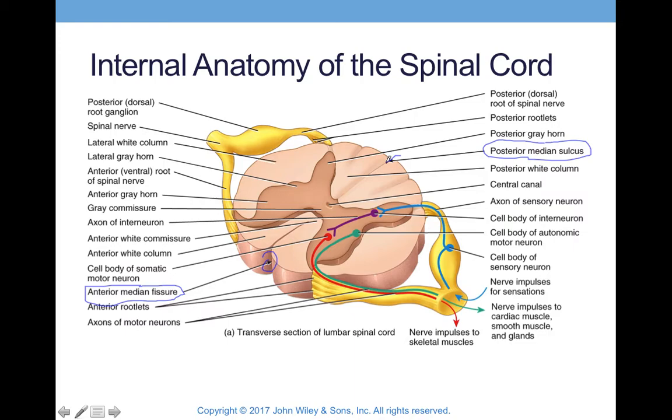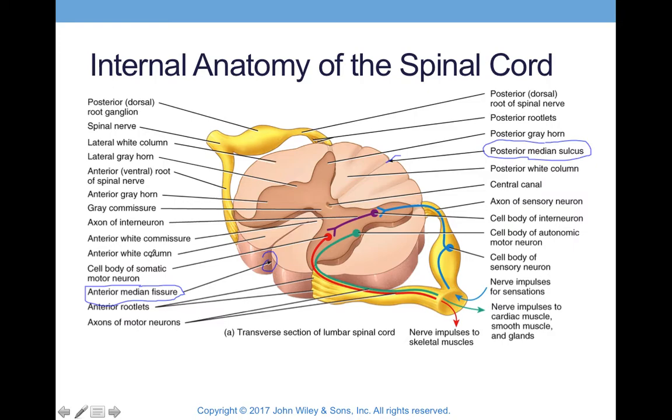The white matter will consist of bundles of myelinated axons of both motor and sensory neurons. It is white because the myelination gives it that color. The white matter is also divided into what we call columns. So here is a posterior white column. Here is an anterior white column. And each column will contain distinct bundles of nerve axons that have a common origin or destination and carry similar information. These bundles are called tracts.